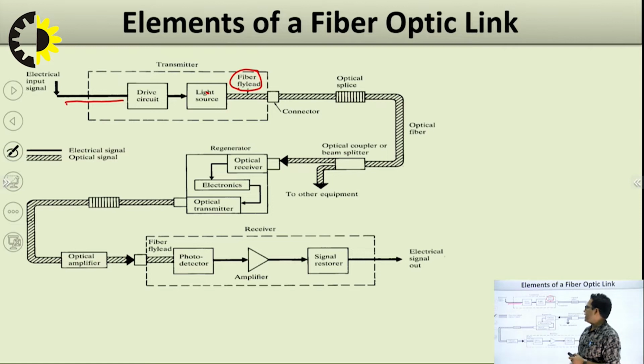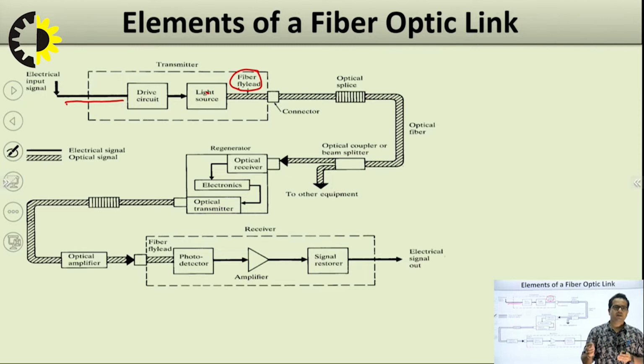This fiber flyhead is basically a fiber that is attached to the laser source. So whatever source we get in the market, it has a small fiber attached to it, and at the end of that fiber, there is a connector, so that if anybody wants to use that source and convert the electrical energy into an optical form of energy, that optical energy can be easily coupled with the fiber.